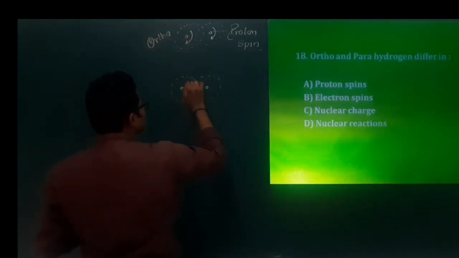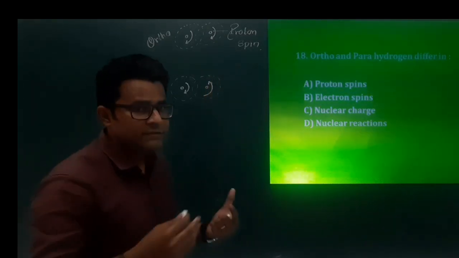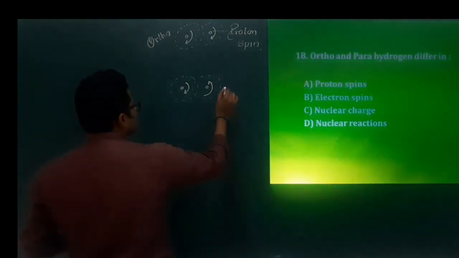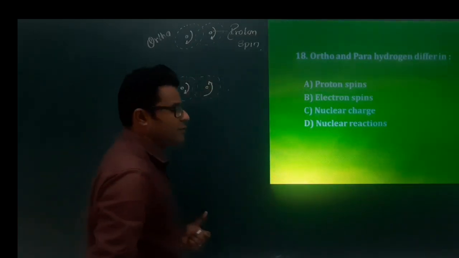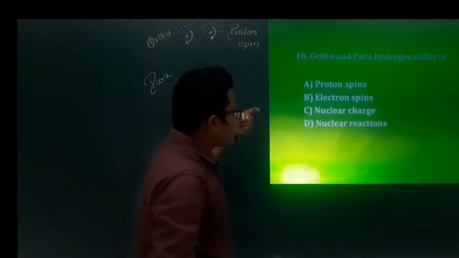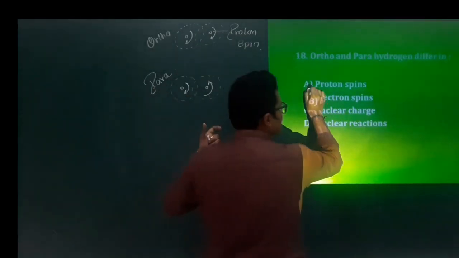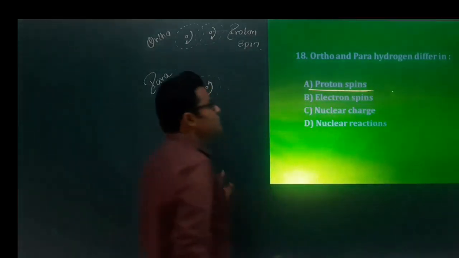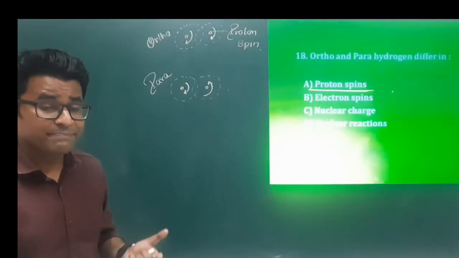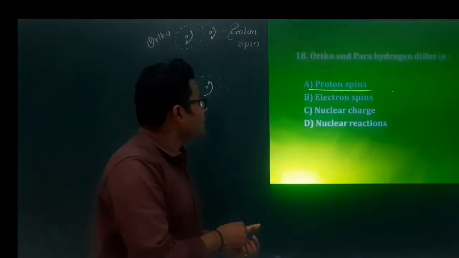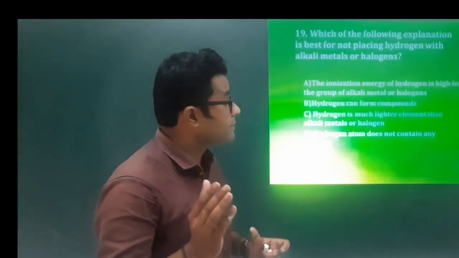While if the proton spins are in different directions, we call them para spins, or parahydrogens. So, ortho and parahydrogens differ in the spin of their protons. It is actually in the nucleus, it's about the proton spins. So, the next one is question number 19.